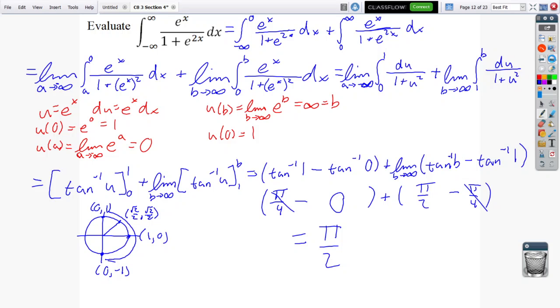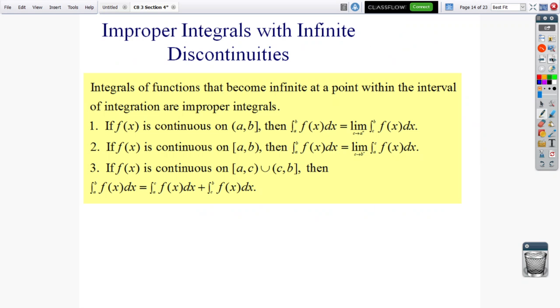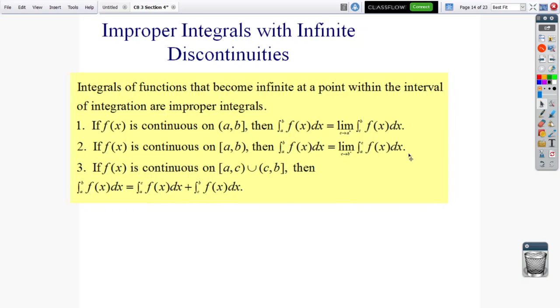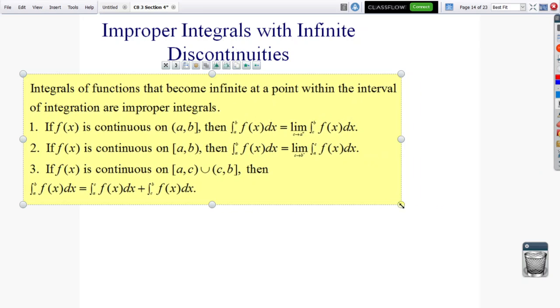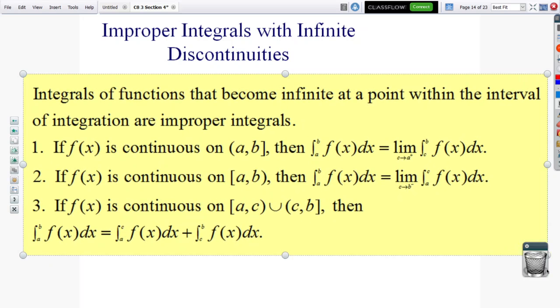We do still have some other types of improper integrals with infinite discontinuities. Again, improper integrals exist wherever infinity comes into the integral. So anytime you have an infinite discontinuity, you have to use a limit to get around it. A couple of years ago when I practiced an AP test, this was one of the 2 problems that I got wrong on the multiple choice because I forgot to check for infinite discontinuities. Integrals of functions that become infinite at a point within the interval of integration are improper integrals.